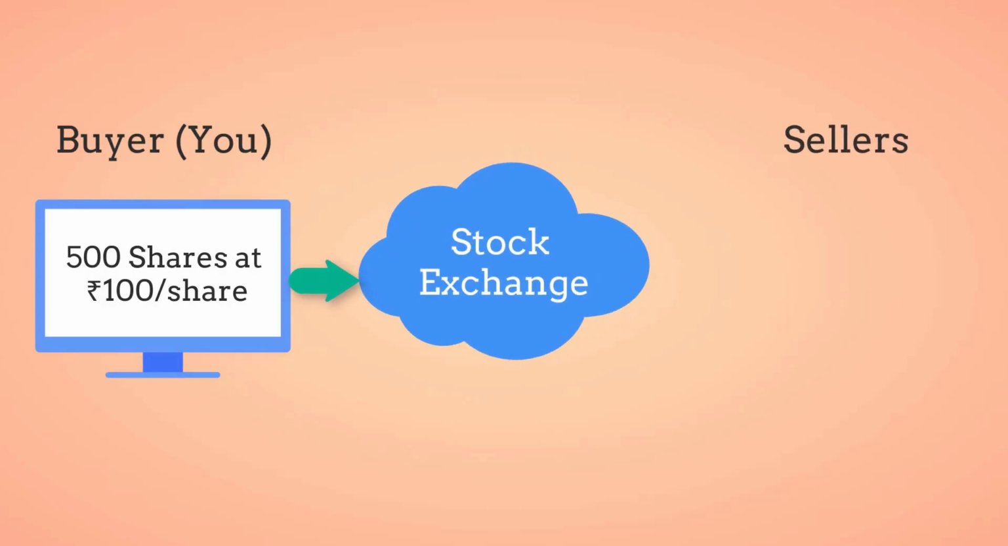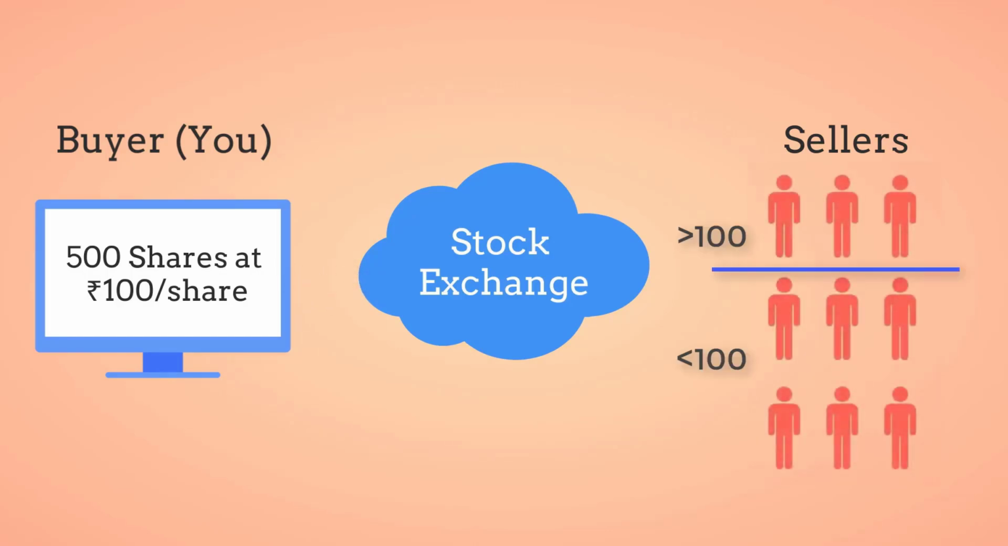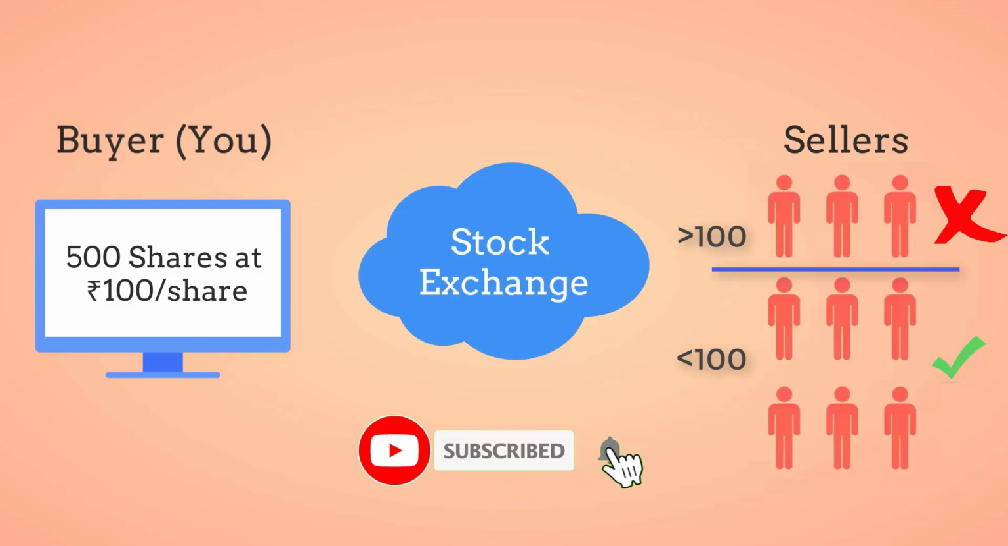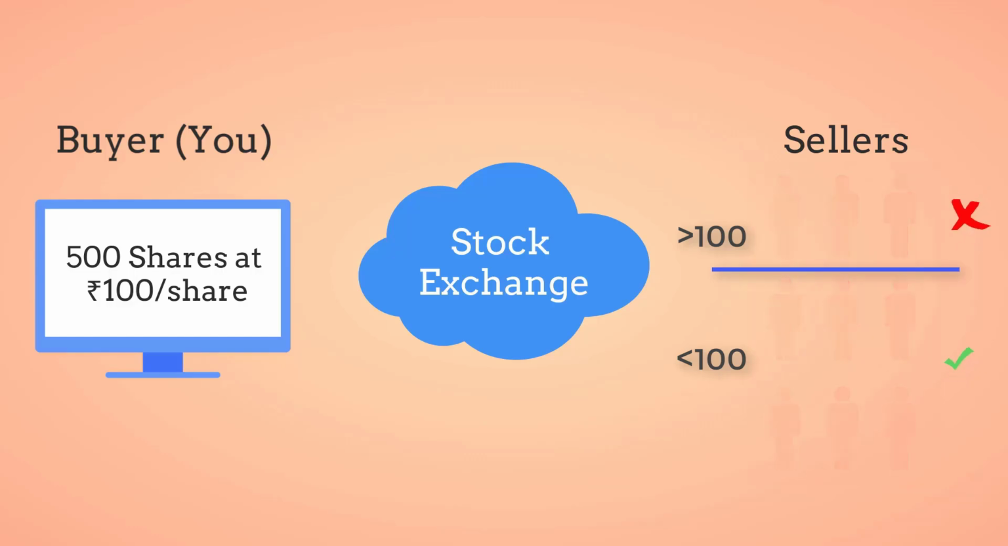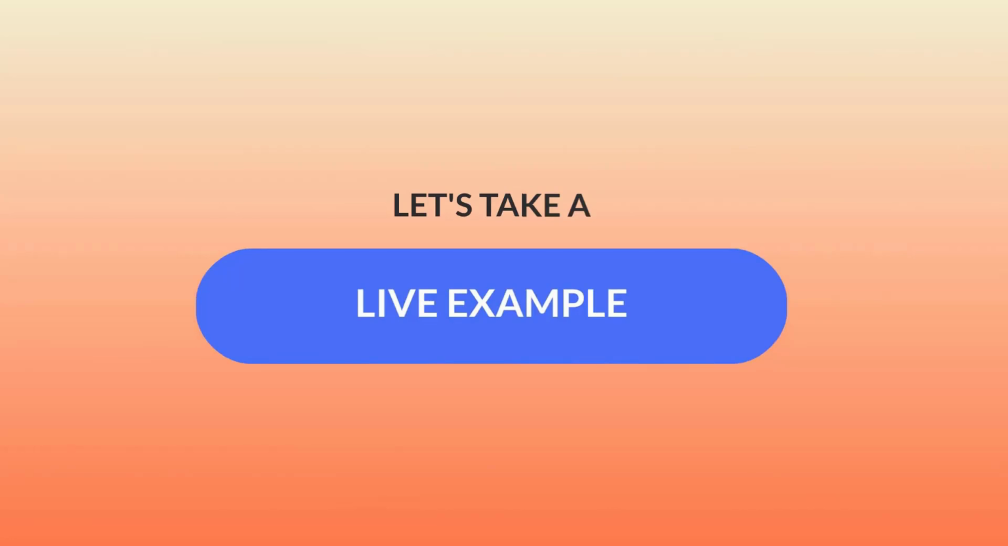So when your order gets to the stock exchange, it will only match your order with the seller who is willing to sell at 100 rupees or at a price that is lower than that. And all the other sellers that are asking for more than 100 rupees will be ignored. So when you place a limit order, the stock exchange makes sure that you never pay more than your specified price. Like in this case, you will never pay a single paisa more than your specified price of 100 rupees. Let's take a live example to understand this.